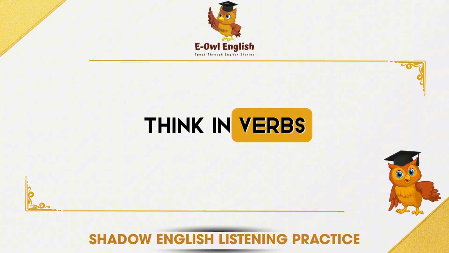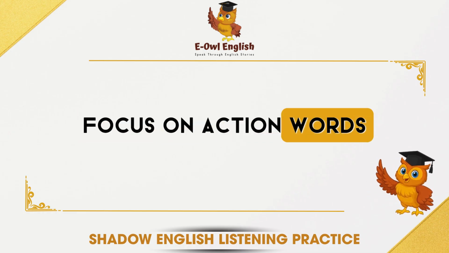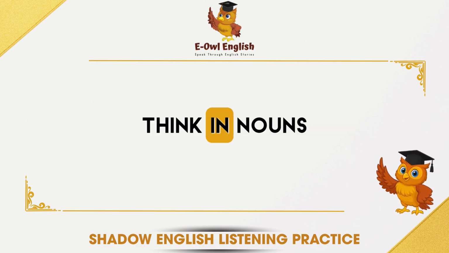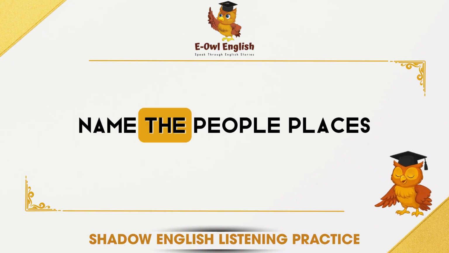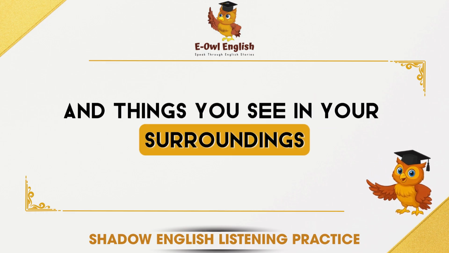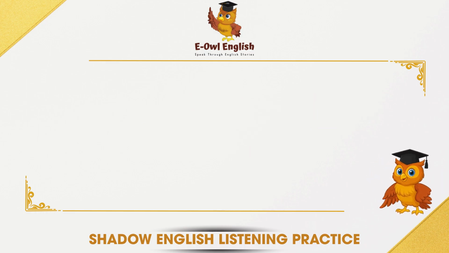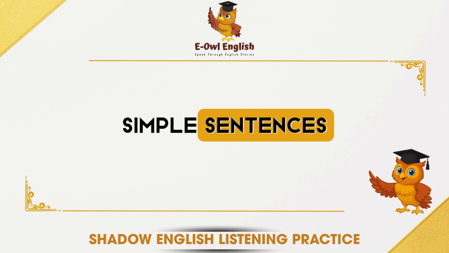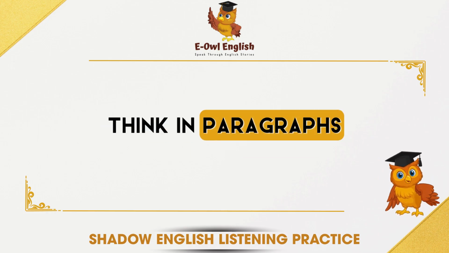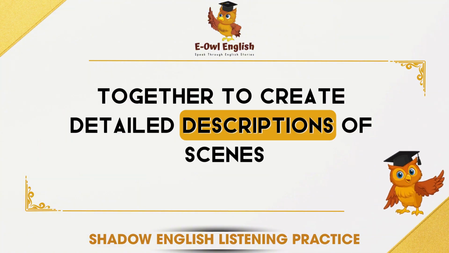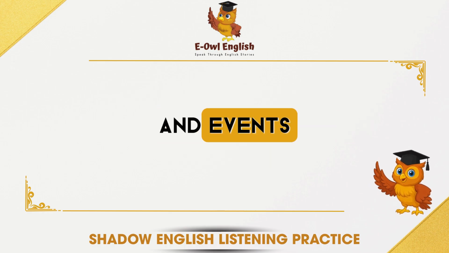Think in verbs. Focus on action words and describe what is happening around you. Think in nouns. Name the people, places, and things you see in your surroundings. Think in sentences. Combine verbs and nouns to form short, simple sentences. Think in paragraphs. Bring everything together to create detailed descriptions of scenes and events.